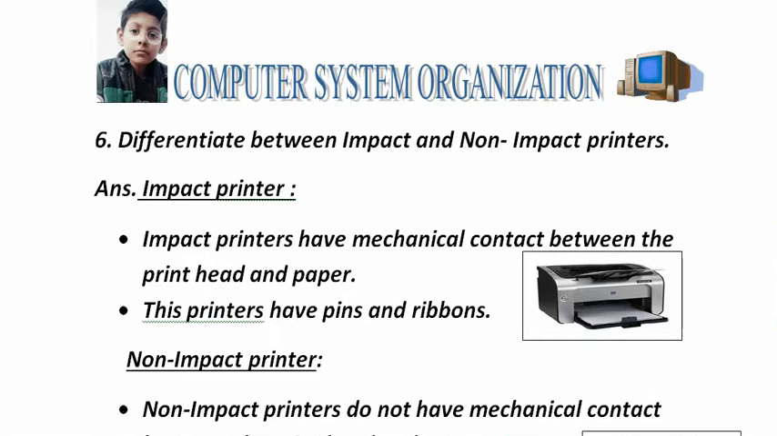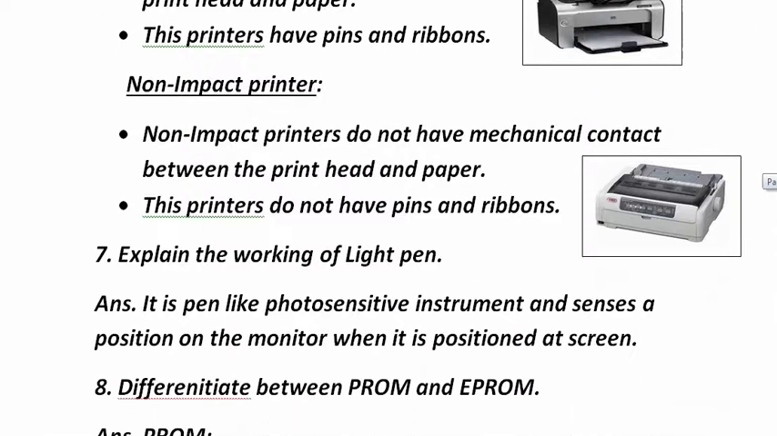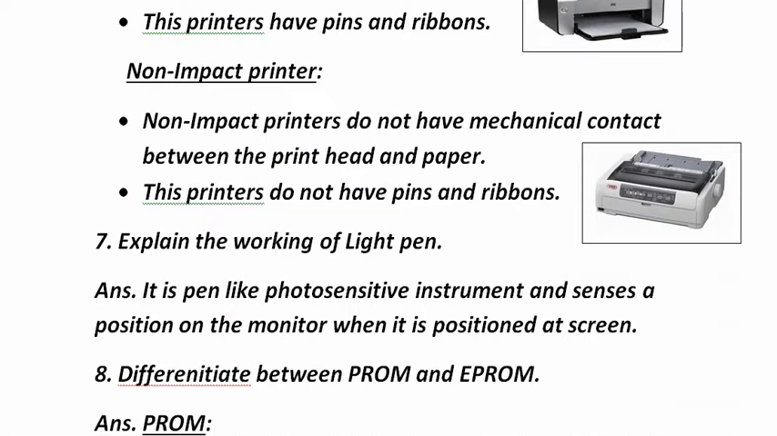Second question: difference between impact and non-impact printers. In the impact printer, we study that impact printers have mechanical contact between the print head and paper. These printers have pins and ribbons. Non-impact printers do not have mechanical contact between the print head and paper. These printers do not have pins and ribbons.